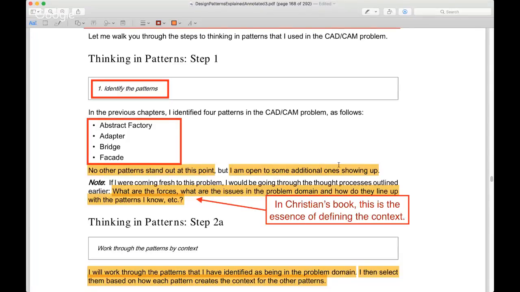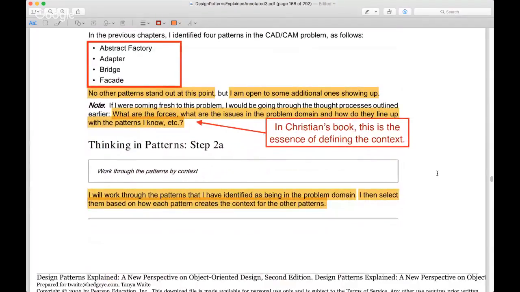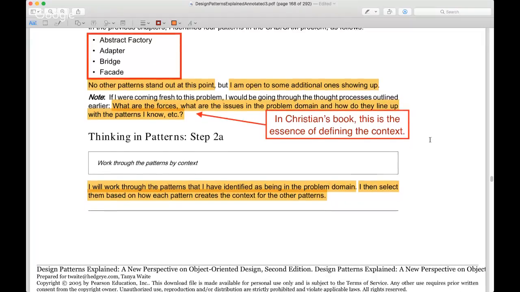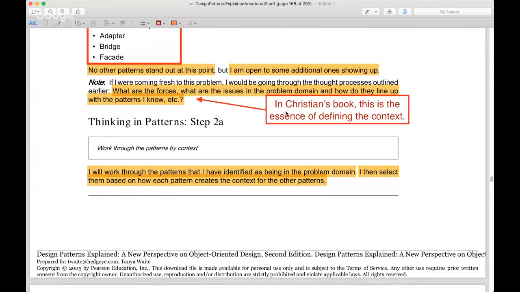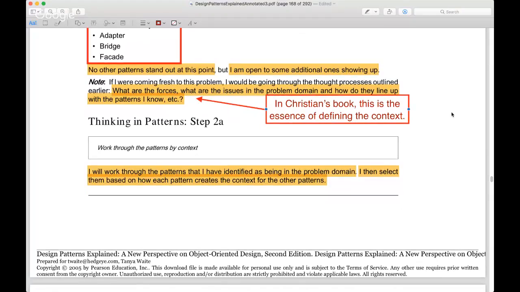All right, so we have the abstract factory, the adapter, the bridge, and the facade. I like how he says no other patterns stand out at this time, but I'm open to additional ones showing up. What that translates to me is don't sweat it at this point. So, yes, change Christian to Christopher. Everybody put their mental grep on and make those substitutions.